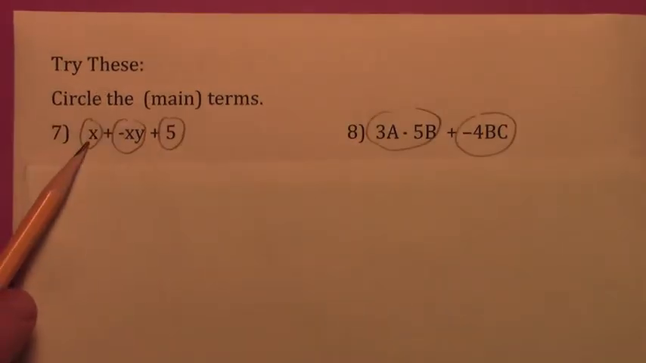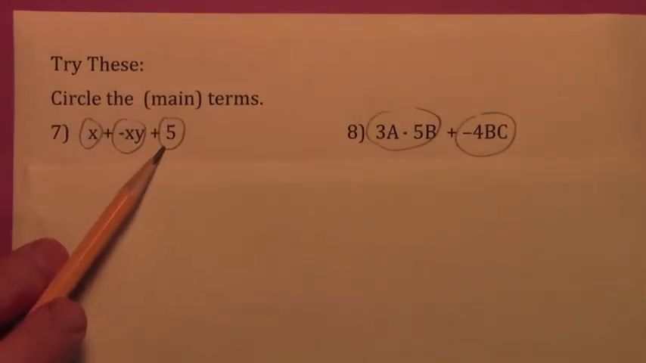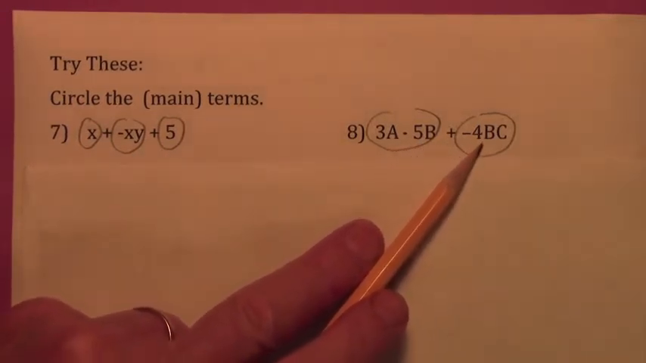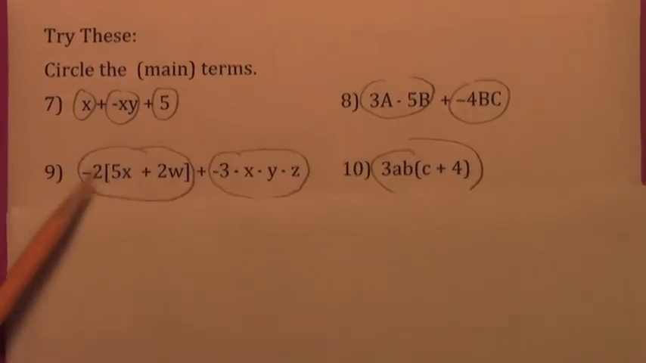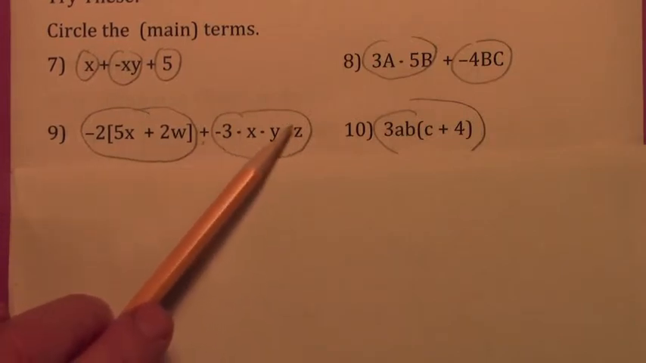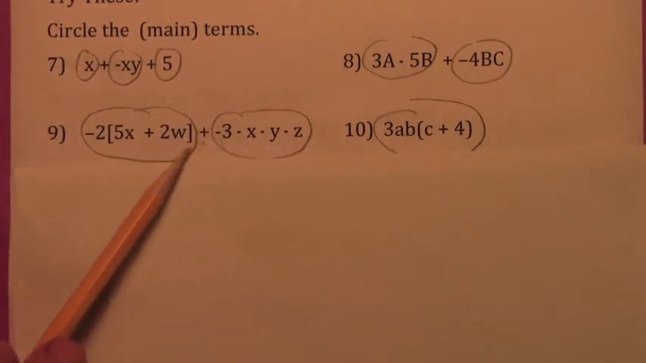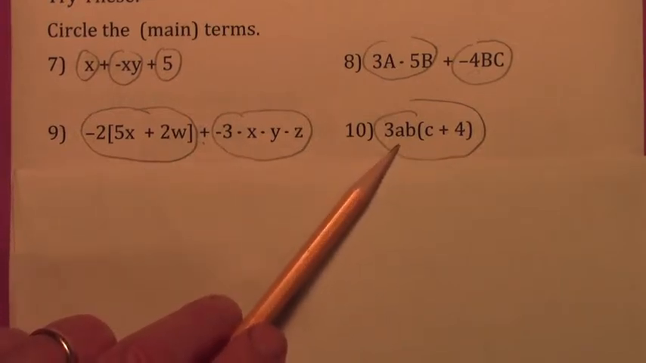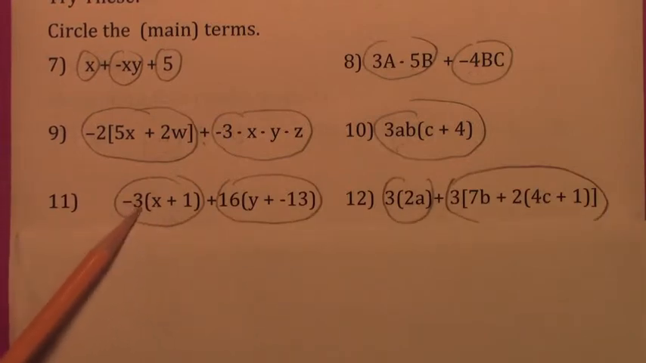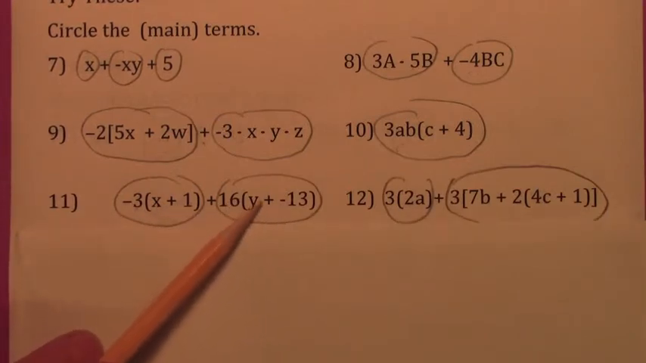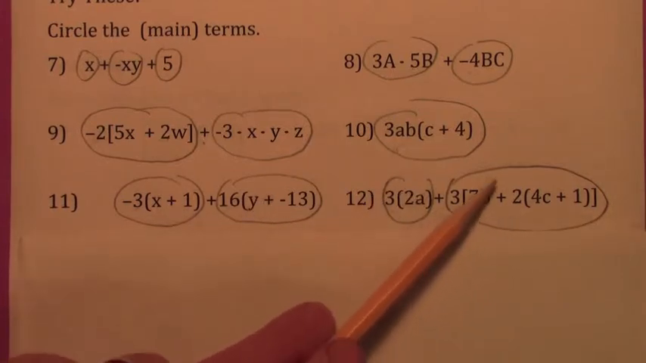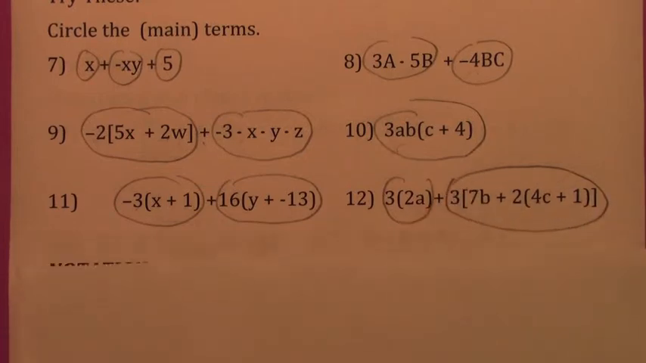Okay, in the first one, x is a term, negative xy is a term, and 5 is a term. There's 3 terms. Here, 3a times 5b is a term, and negative 4bc is a term. There's 2 on this one. This one is a term. This is a multiplication. This is all one term. You see this addition right here? And this is all one term because this is all multiplication here too. 2 terms here. There's just 1 term here. This is 3ab times the quantity c plus 4. There's 2 terms here because it's negative 3 times this quantity plus 16 times this quantity. And there's only two terms here because this is 3 times 2a, that's a term, and this whole thing is a multiplication, so there's only two terms here.